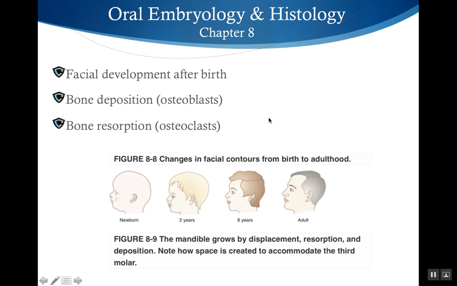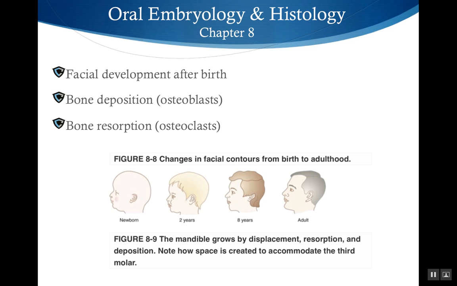I always remember that by osteoblast, bone forms. Osteoclasts, the C, I always think of that as osteoclasts resorbing the bone or chewing up the bone. Chew starts with a C. Osteoclasts, there's a C in osteoclasts.